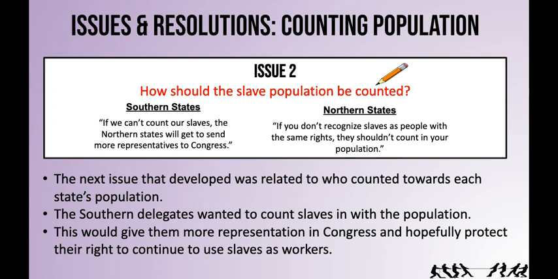Our next issue, though, still based on the representatives from each state, is how should the slave population be counted? So, in the House of Representatives of the legislative branch, they're going to send people based on population. The southern states said, well, if that's the case, then you should count our slaves as part of our population. But the northern states said, no. If you don't recognize slaves as people, they should not count in your population. You can see how this would be a big issue.